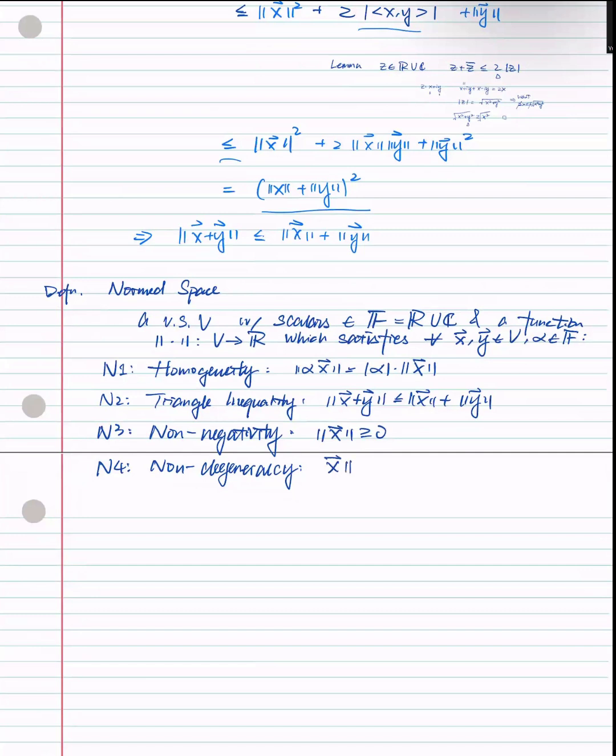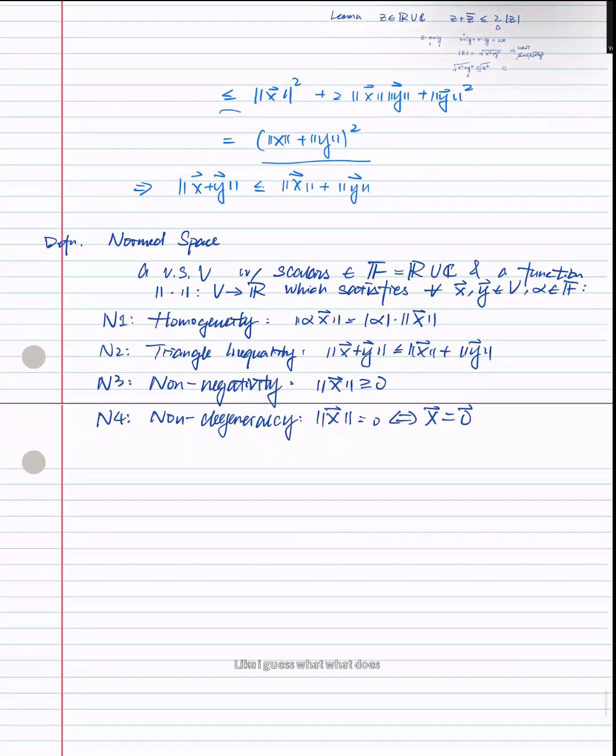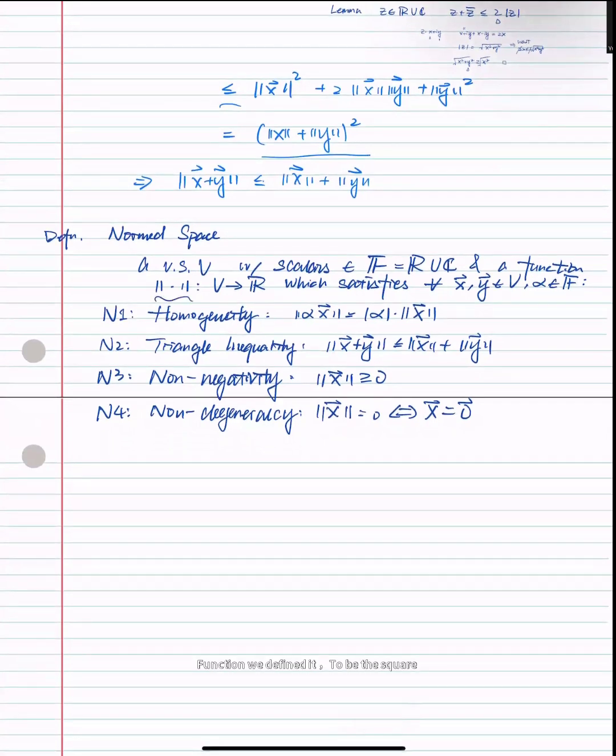So in the norm space, what does the function represent? The function that maps from V to R? Yes, that's the norm function. We defined it to be the square root of the inner product of x with itself, like this.